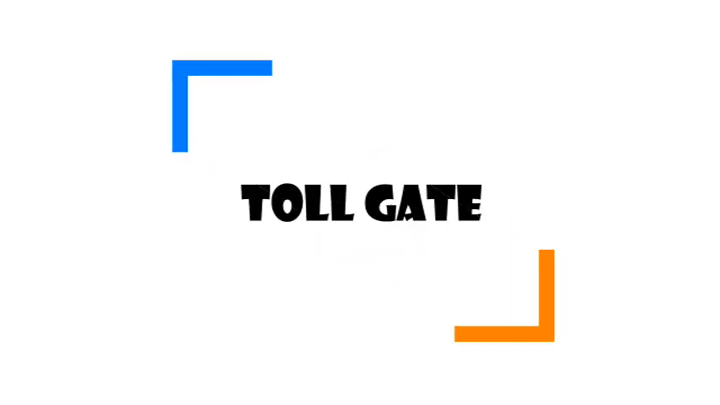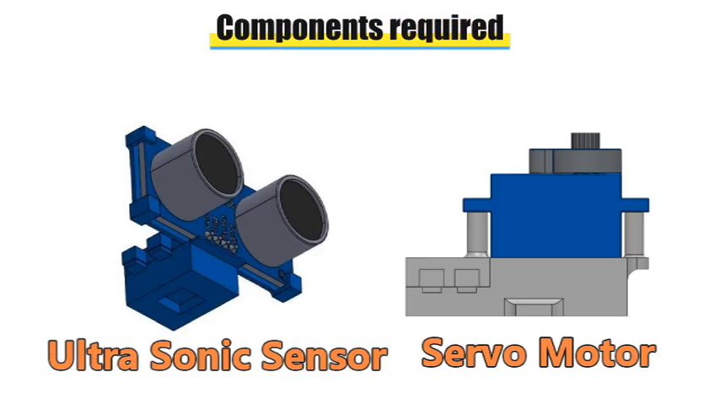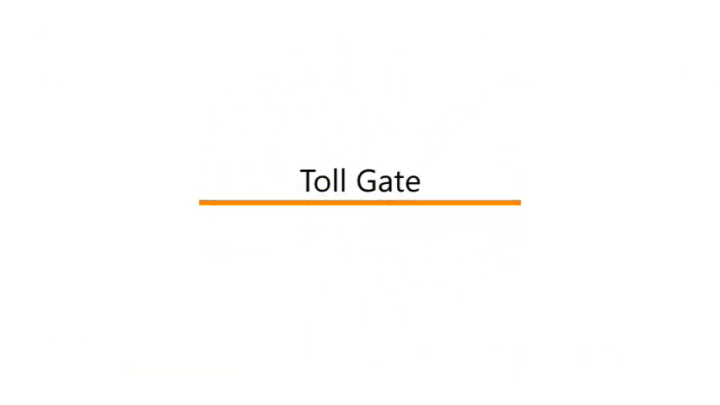Today we are going to make a toolkit. The toolkit will automatically open the gate when a car comes nearby and close after it goes. We will be going to assembly.